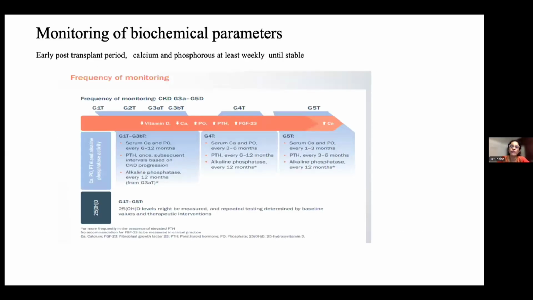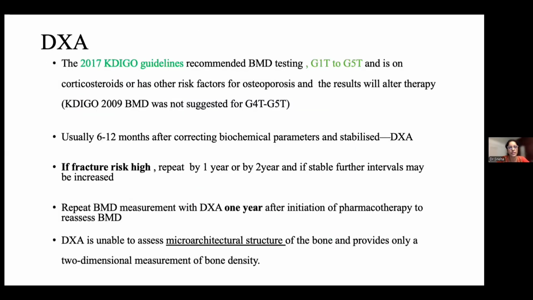So how do we monitor the biochemical parameters? Early and aggressive monitoring of calcium and phosphorus is needed, at least weekly until stable, and the frequency of monitoring can be reduced later. Subsequent monitoring is almost like the CKD population. As the GFR deteriorates, the frequency can be increased for vitamin D, calcium, phosphorus, PTH, and alkaline phosphatase.